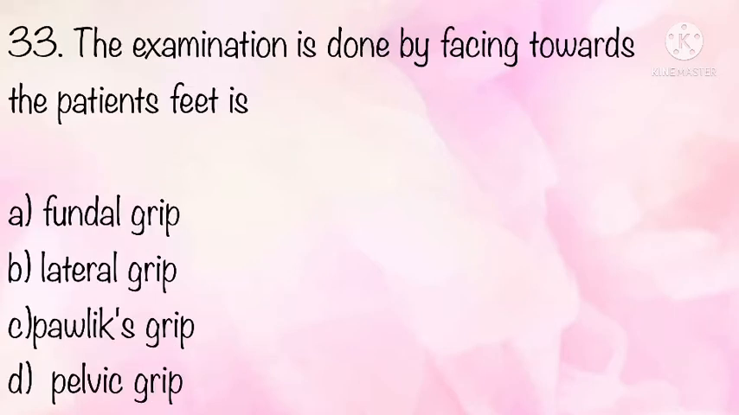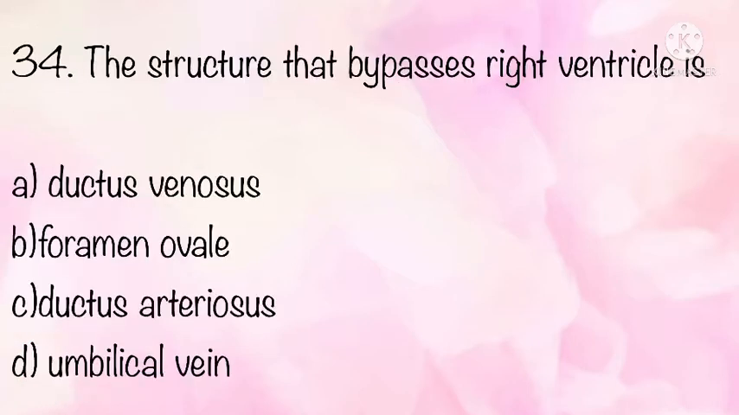The examination is done by facing towards the patient. Fetal frontal grip, lateral grip, pollex grip, pelvic grip. Correct answer is D, pelvic grip. The structure that bypasses the right ventricle is ductus venosus, foramen ovale, ductus arteriosus, umbilical vein. Correct answer is B, foramen ovale.